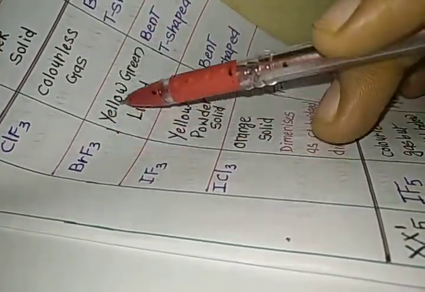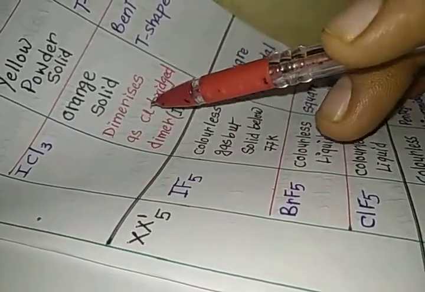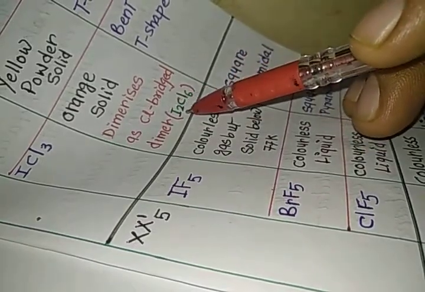ClF3 is a colorless gas. BrF3 is a yellow green liquid, whereas IF3 is a yellow powder solid and ICl3 is an orange solid. All these XX'3 types have the bent T shape. ICl3 actually dimerizes as a Cl-bridged dimer, I2Cl6.